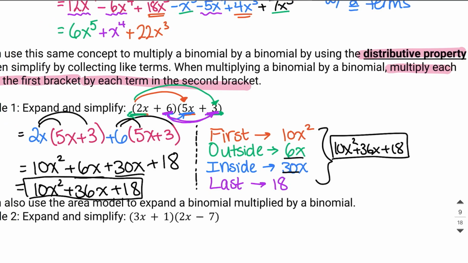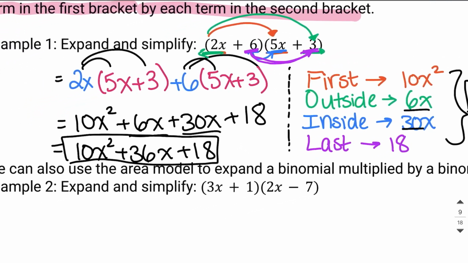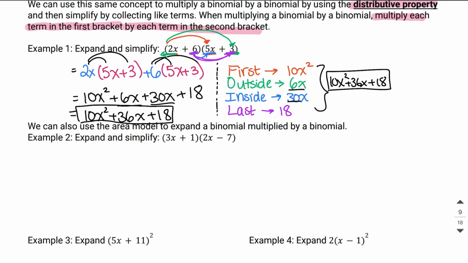Okay, and it doesn't have to be in this order. It doesn't have to be first, outside, inside, last. We just do it this way to kind of help you remember what to do. So those are two options of ways that you can do it. They're pretty much the same option. But it says here that we can also use an area model to expand a binomial multiplied by a binomial.